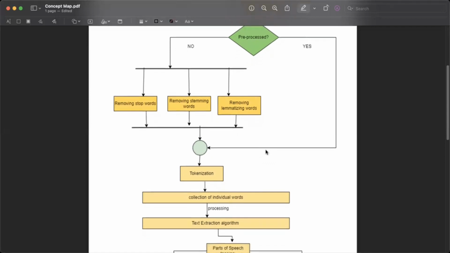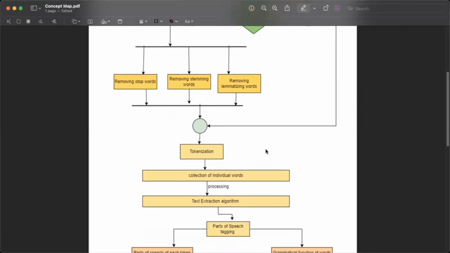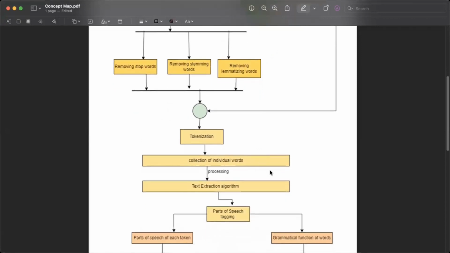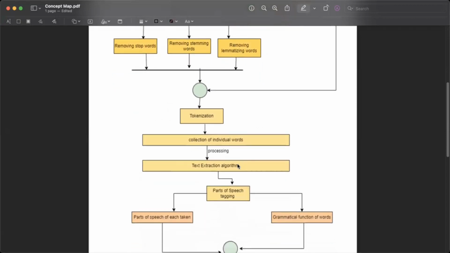After tokenization, here we can see that there is a collection of words, for example, as I said earlier, "I love NLP," a collection of individual words. Now it will go to the text extraction algorithm that is provided in our system to do the tokenization part.